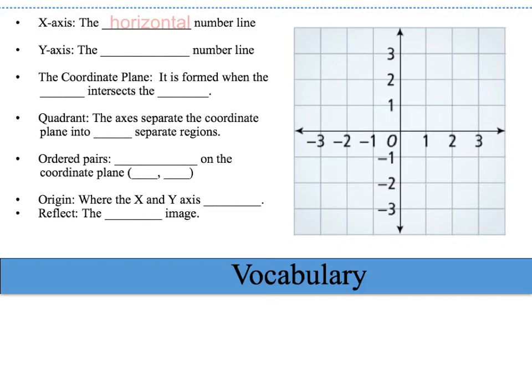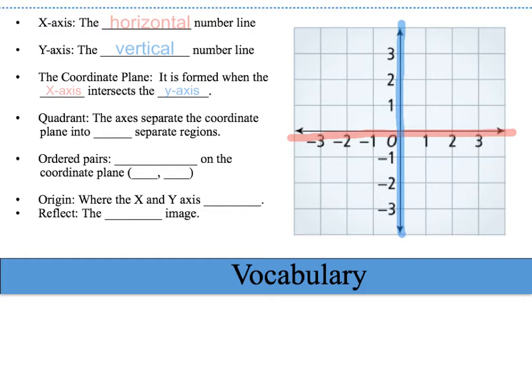The x-axis is the horizontal number line. So looking at the coordinate plane to the right, we know that this axis is the x-axis because it is a horizontal number line. The next vocabulary word is the y-axis, which is the vertical number line. And the vertical number line, which is the y-axis, is the one that goes up and down. So the one that I'm highlighting in blue, that is the y-axis.